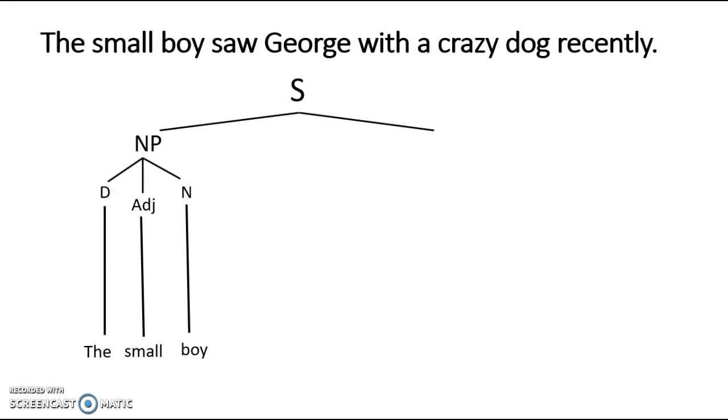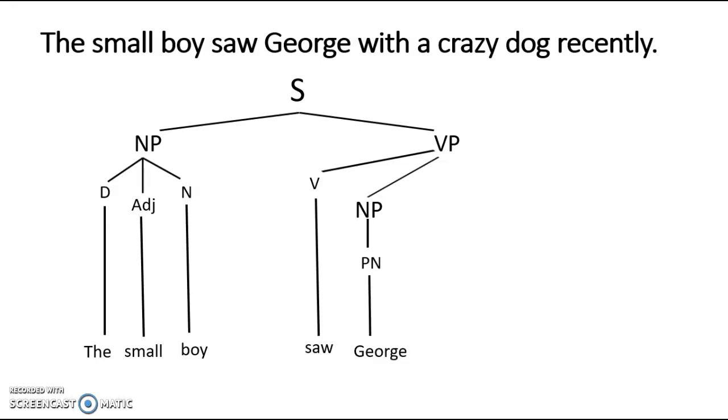So what we have then, saw, obviously is a verb phrase. The verb phrase that consists of a verb, saw. Then what we have, George. What is George? It's obviously a noun phrase. It's the first combination of a noun phrase, that it's a proper noun, George.